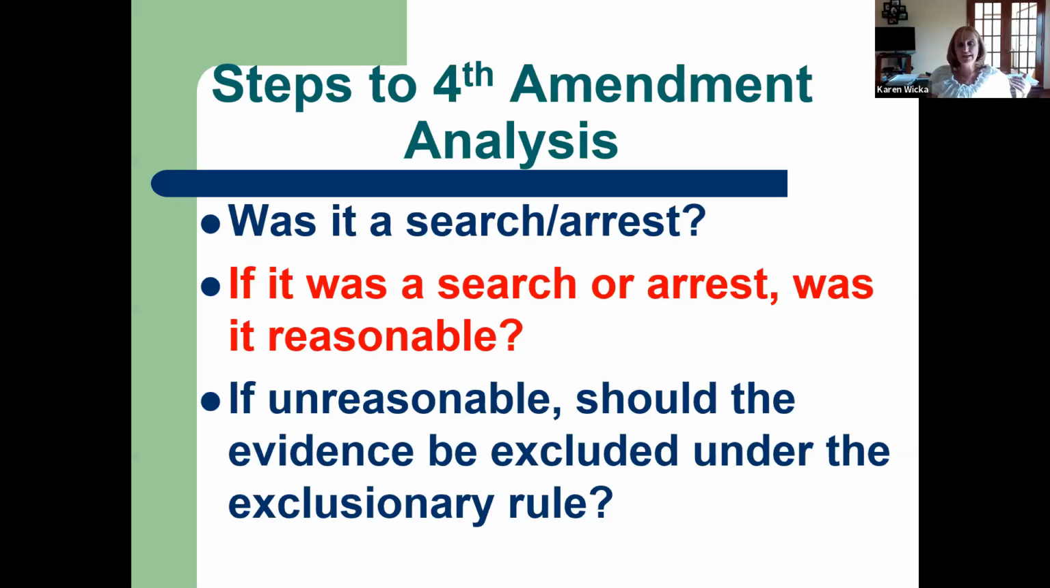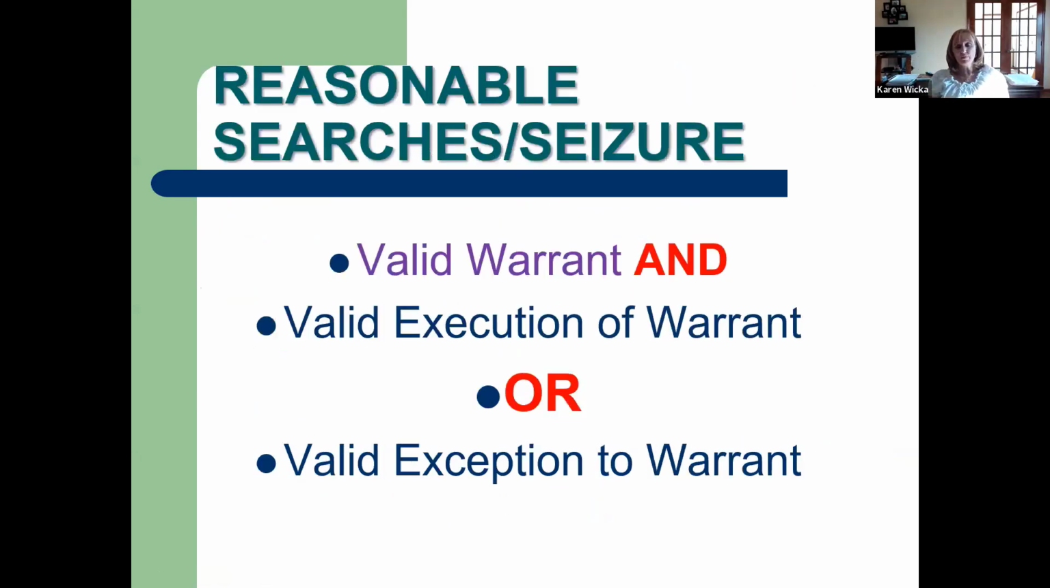And remember, the first question was, is it a search? And that's what we covered last week. And then we moved on now, if it is a search, is it reasonable? And that's where we left off. So remember, we said a search will be reasonable if there's a warrant and valid execution of that warrant, or there are valid exceptions to getting the warrant. So in the last lecture, we talked about having a valid warrant. So now this week, we're going to talk about the execution of that warrant. And then next week, we'll move on to exceptions to warrants.